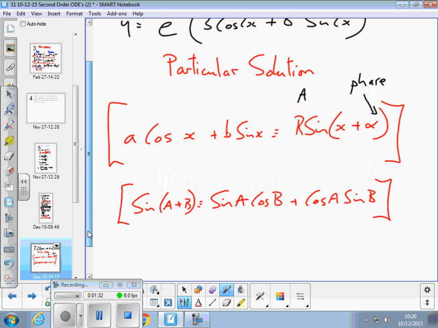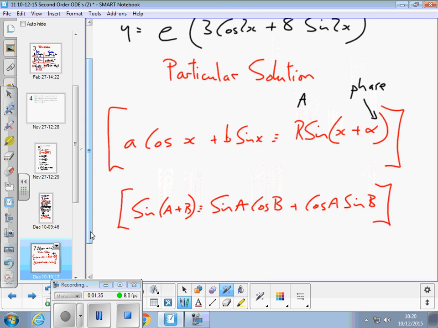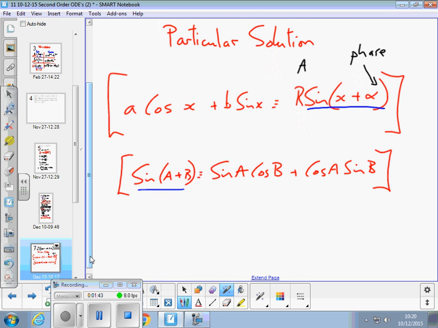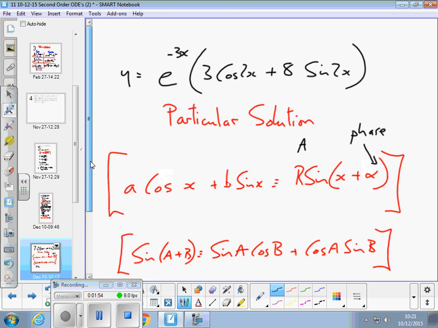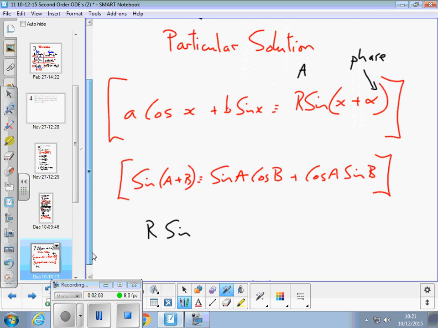Now, if we look at this and compare it with this, the sine x plus alpha, where alpha is the phase angle, we're going to sort of work in reverse. And we're going to think about this r sine x plus alpha, and in our particular solution, look, we've got 2x. So I'm going to replace this with a 2x, this here, because that's what we're using in our particular solution.